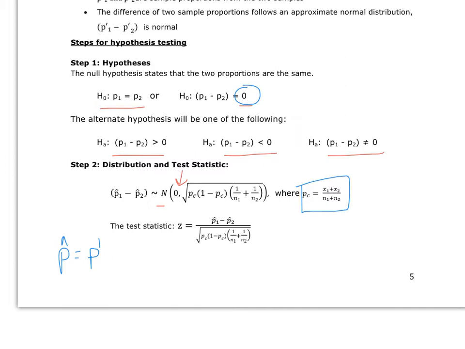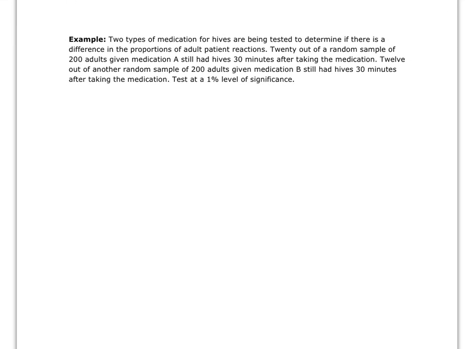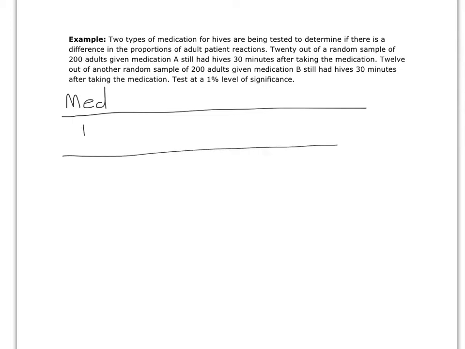So let's use this in an example. So we have our 2 types of medication for hives. Go ahead and read this and then we'll pick up and do it together. It can be helpful to create a table to kind of keep track of the different pieces. So let's say we've got a column for the medicine. Okay, so we have 1 medicine and then we have medicine number 2.